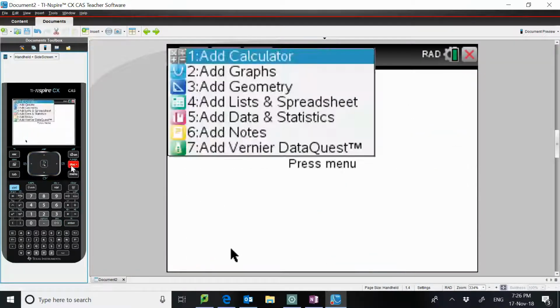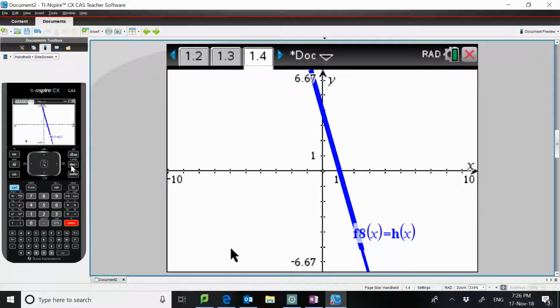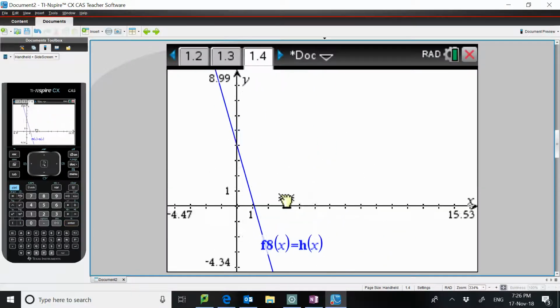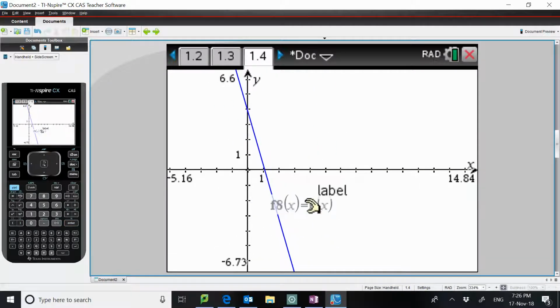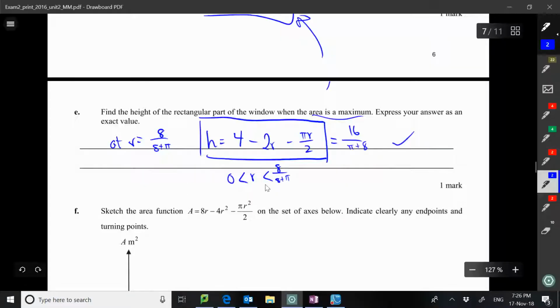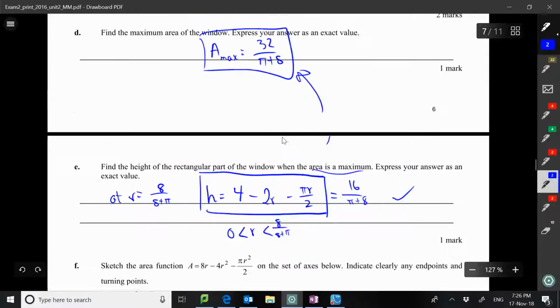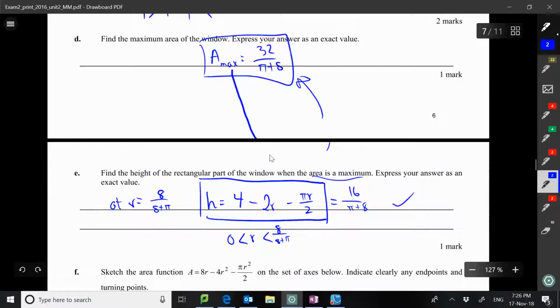Okay, now if I actually sketch this graph, I'll just do another new graph. Here we go. Add graphs, h of x. This is my graph. Now, there's a bit of a problem. Remember the domain for this graph, this h of x, we said the domain has to be between 0 and 8 on 8 plus pi, because that was the maximum radius that you can have. We need to work out what the radius can be.